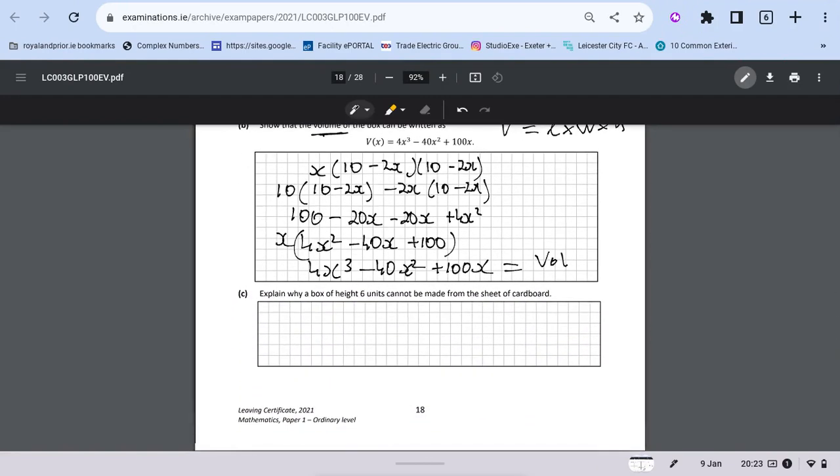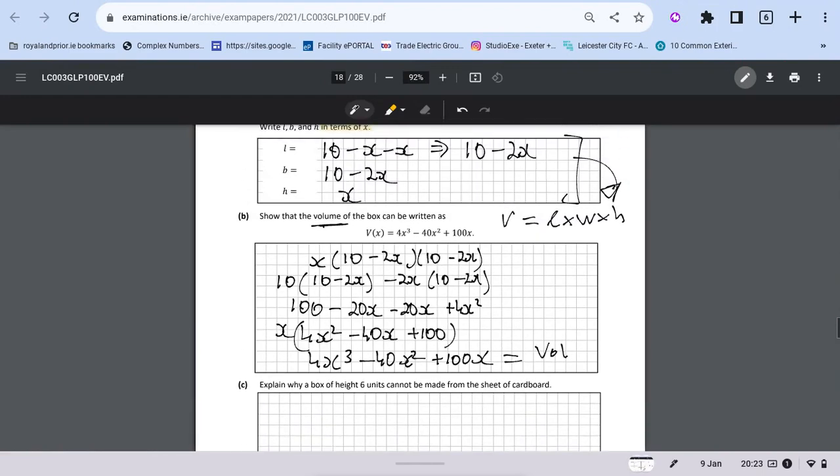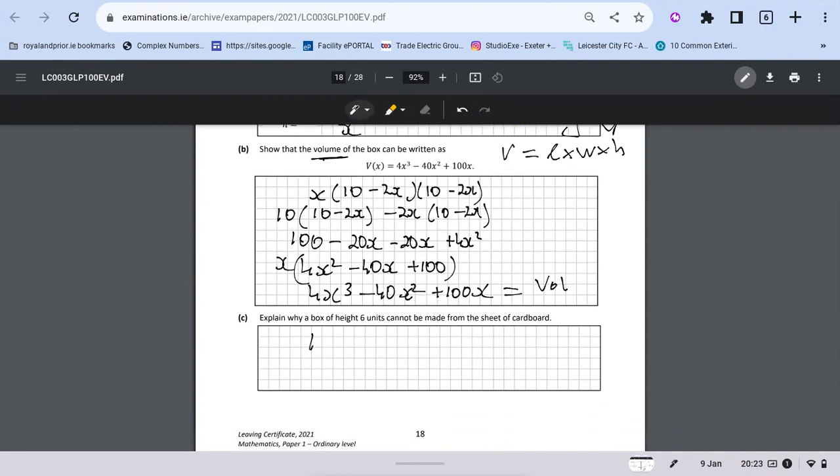Explain why a height of 6 units cannot be made. Now, if we look, one of our expressions for length and width was 10 minus 2x. So if I filled in my side to be x centimeters, it'd be 10 minus 2 times 6, which is 10 minus 12, which is minus 2. Can you have negative length or negative width? No. Therefore, it's probably the wrong use of it there. Cannot have negative length and width.